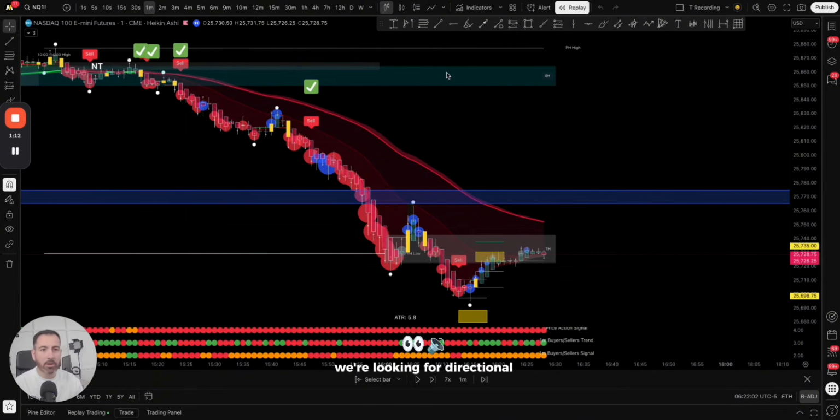Thirdly, we're looking for directional volume. So we want to see volume pushing in the same direction as the trade that we're taking. We want bullish volume on a bullish candle and bearish volume on a bearish candle. We do not want the opposite. That is a red flag.